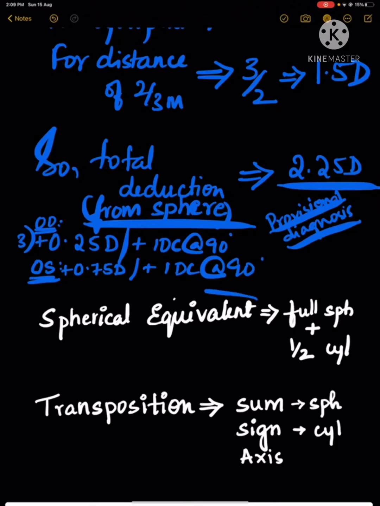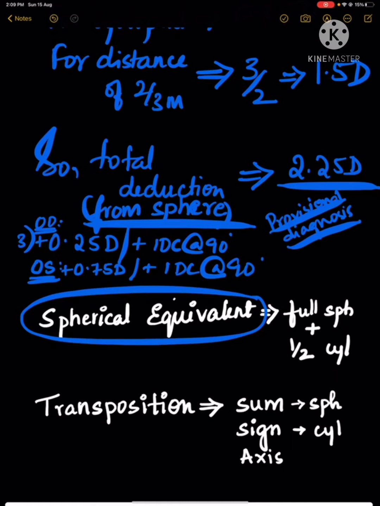The next important thing is spherical equivalent. This is something a few examiners like to ask. See, the concept is only this much. The sphere is acting in all meridia, whereas the cylinder is acting only in one, basically the perpendicular one, perpendicular to its axis. So the sphere's power is full, whereas the cylinder's power is half. So the spherical equivalent is full spherical power plus half cylinder.